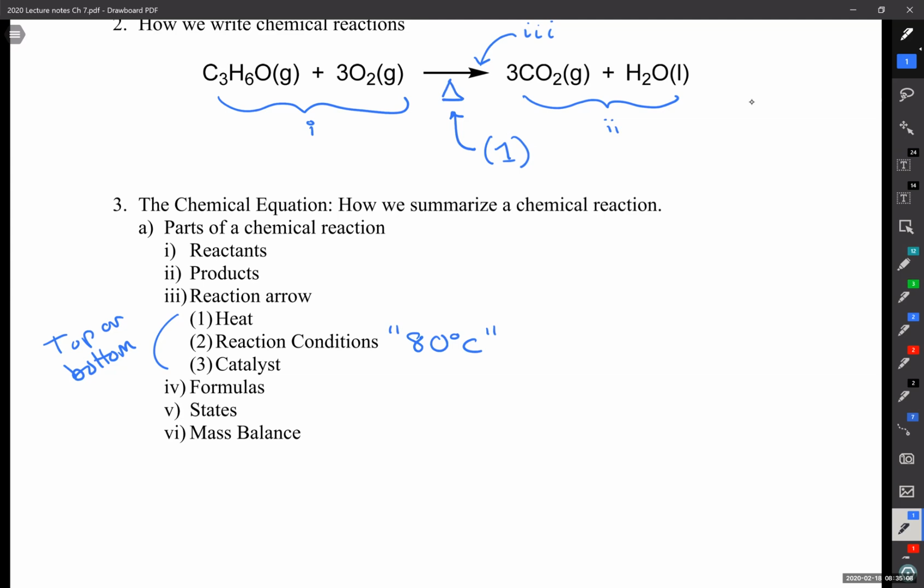Okay. We also have chemical formulas and the states. I won't point those out because you can see those up there. And then we have to have mass balance. When we have a chemical reaction, the numbers of each type of atom on each side of the reaction have to be exactly the same. So we use something called stoichiometric coefficients. I'm going to write that down here.